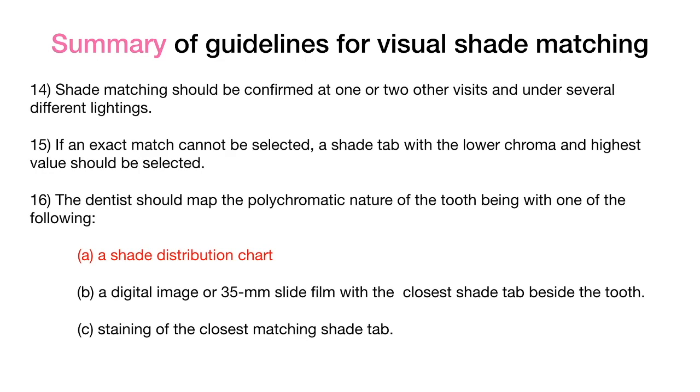Shade matching should be confirmed at one or two other visits and under several different lights. If an exact match can't be selected and you can't match the color, the shade tab with the lower chroma and highest value should be selected. The dentist should match the polychromatic nature of the tooth with one of the following. First of all, a shade distribution chart, a digital image for example, or staining on the closest matching shade tab.